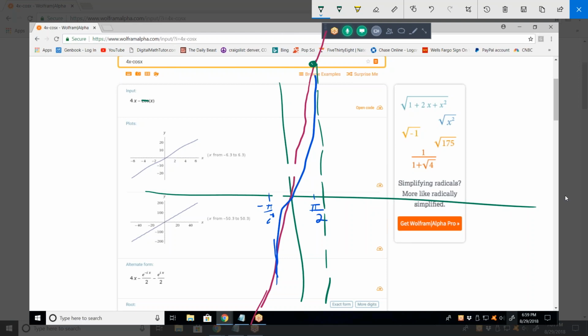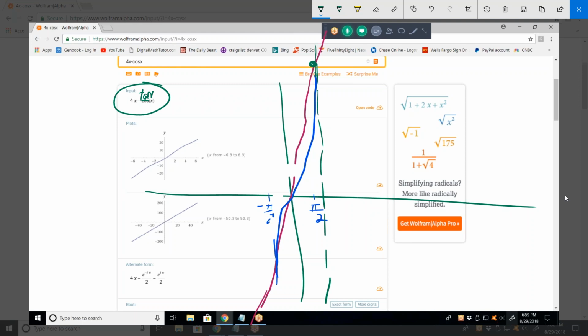In other words, this is tangent right here. So if I take the red line, which is 4x, and try to subtract tangent, well, that tangent goes to infinity. So 4x is a number, minus infinity is still going to be infinity. In other words, that is going to have vertical asymptotes every place that there is a vertical asymptote on tangent of x.